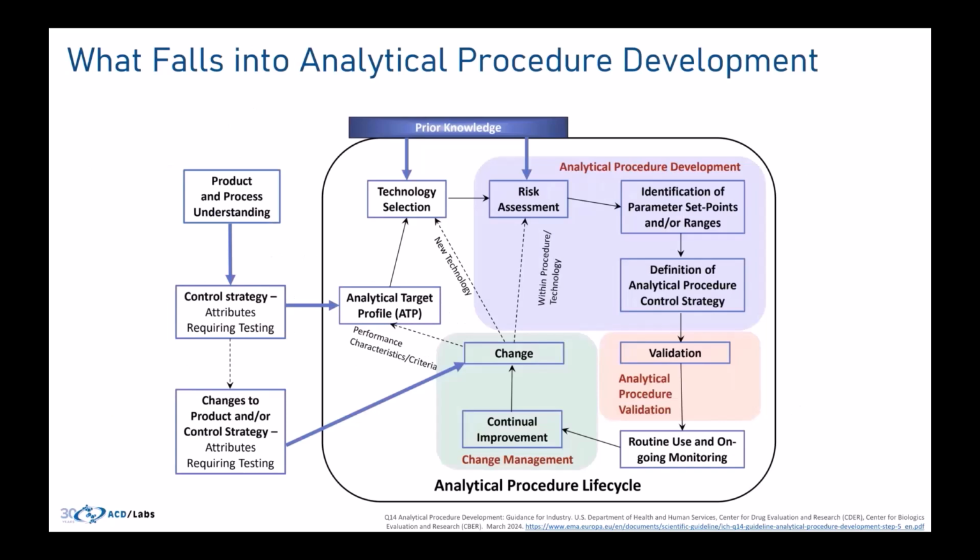So what falls into analytical procedure development? This is an image from ICH Q14, and the guideline states that it's for analytical procedure development. So that would focus on this region here. However, aspects of the approaches in the document incorporate elements from outside this region, such as ATP, technology selection, knowledge, and validation, since they are inputs or outputs from analytical procedure development. So we'll also talk about the areas outside of this orange box.